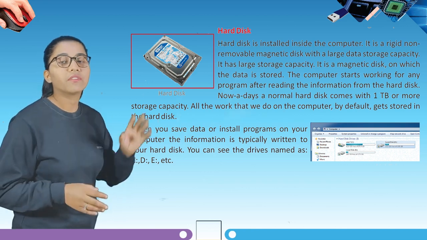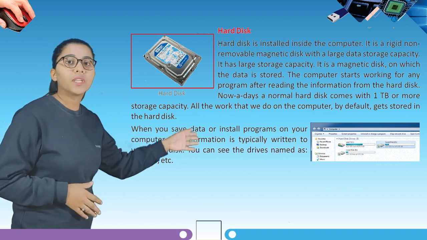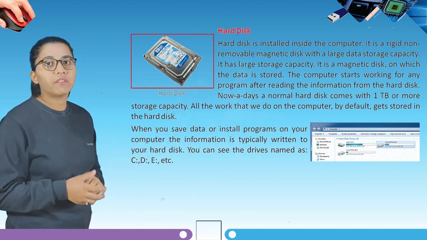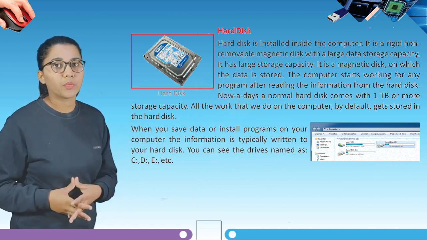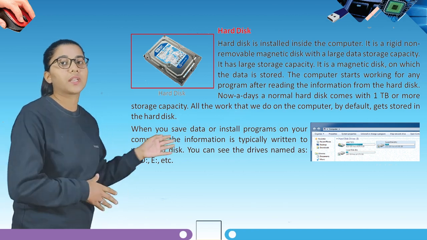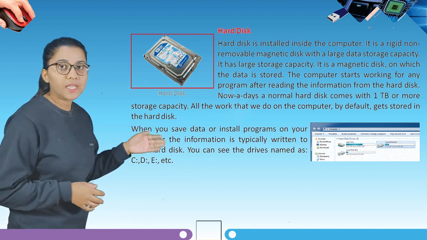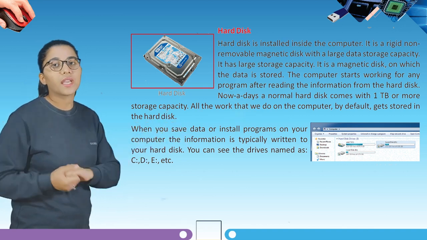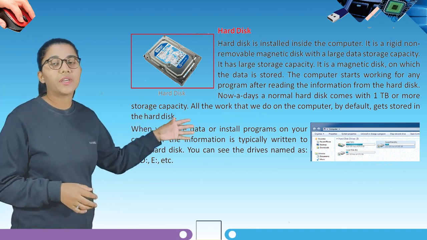All the work that we do on the computer by default gets stored in the hard disk. When you save data or install any program on your computer, the information is typically written to your hard disk. You can see the drives named as C, D, E, etc. So students, here you can see the picture of a hard disk.